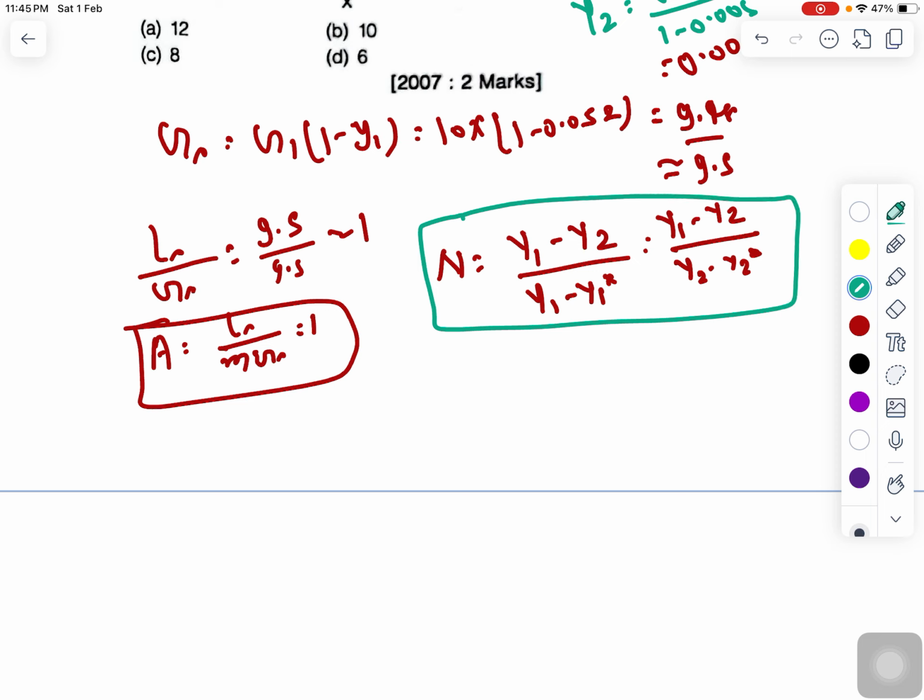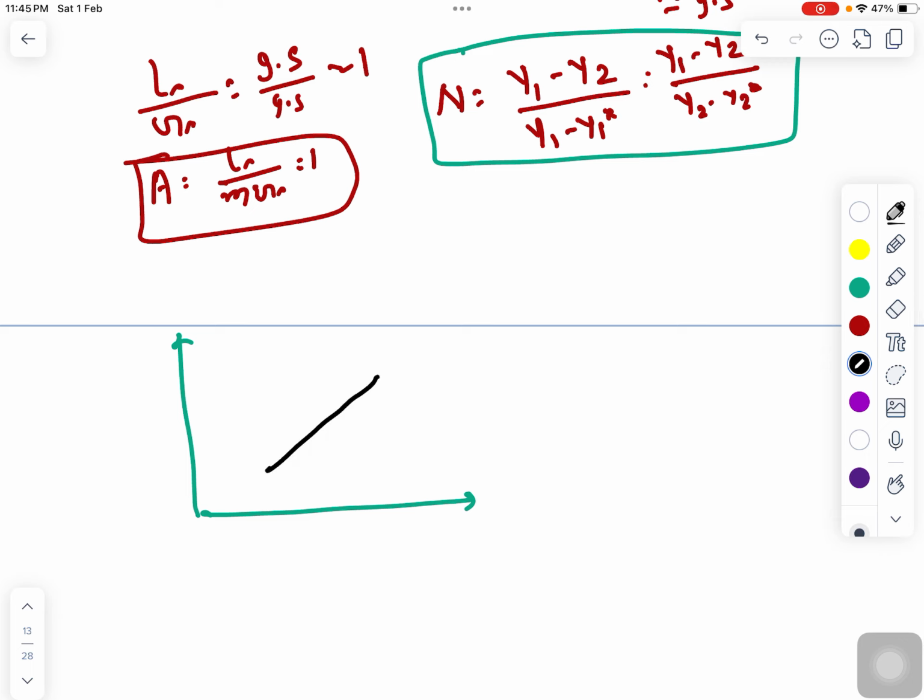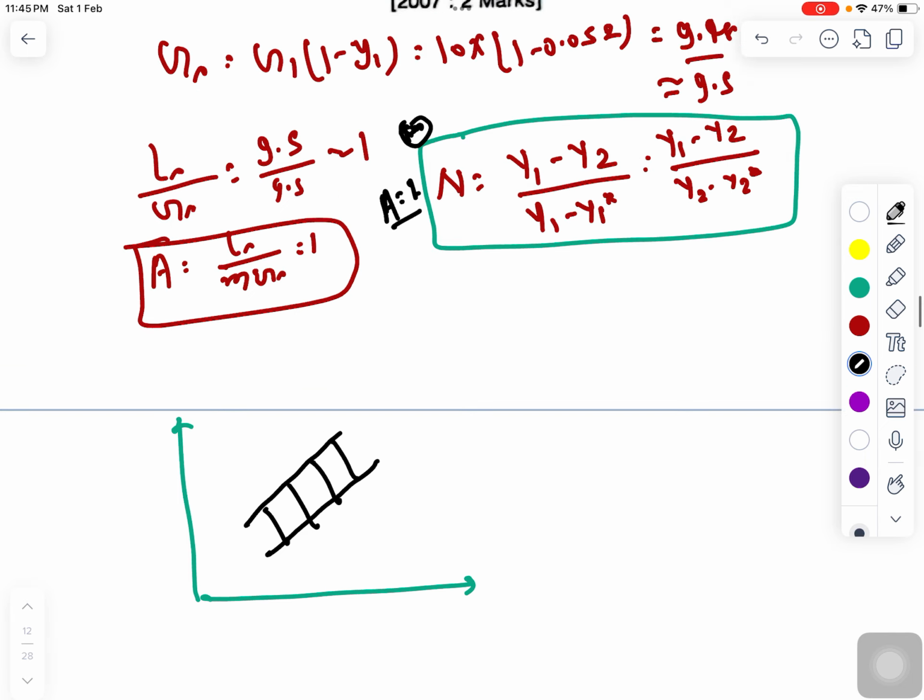Because the slope of your operating line and the equilibrium line will be parallel. So let's say this one is the operating line and this one is the equilibrium line, so these are parallel. So that's why you can write this formula. This formula is only valid when the absorption factor is equal to 1.